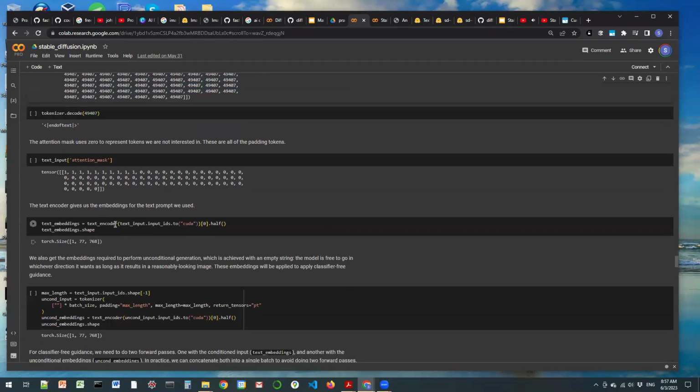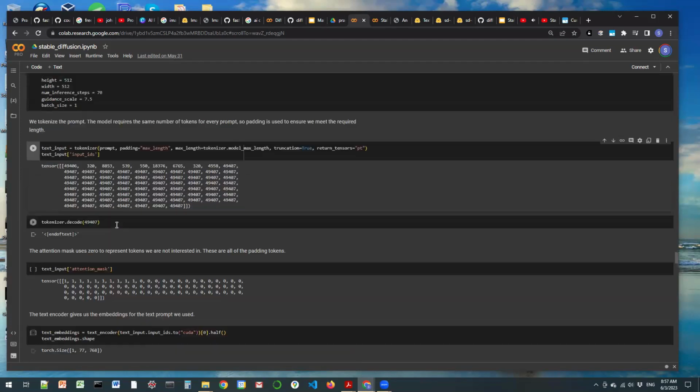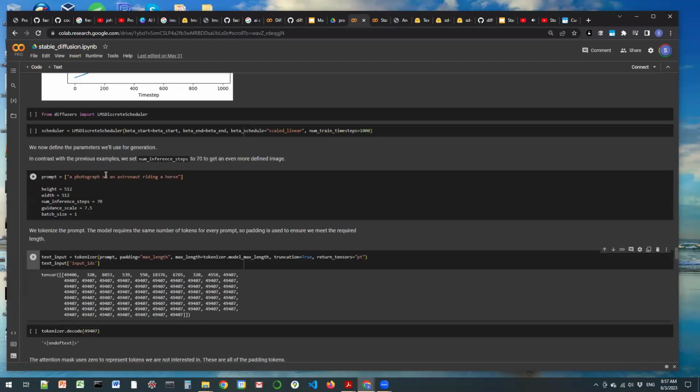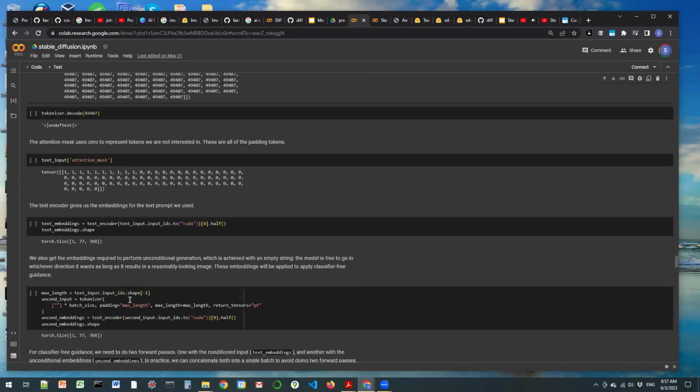Then the text encoder gives us the embeddings for the text prompt that we want, right? So what we pass in to the tokenizer is essentially the text. What comes out of it is the set of encodings that we want, and the encoding for each of the words here. So a photograph of an astronaut. Each of these is a 768 long embedding, okay, as you'll see here.